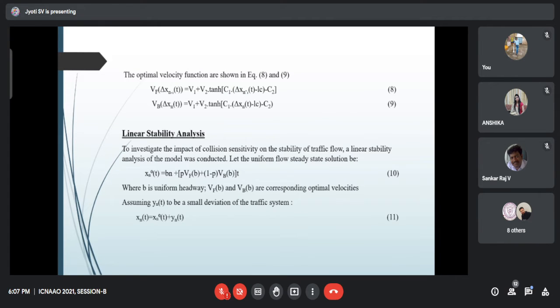Now we will talk about the linear stability analysis of the model. To investigate the impact of collision sensitivity on the stability of traffic flow, a linear stability analysis of the model was conducted. Let the uniform flow steady state solution be x_n^0(t) = bn + [pV_f(b) + (1−p)V_b(b)]t, where b is the uniform headway, and V_f(b) and V_b(b) are the corresponding optimal velocities. Let y_n(t) be a small deviation of the traffic system: x_n(t) = x_n^0(t) + y_n(t).